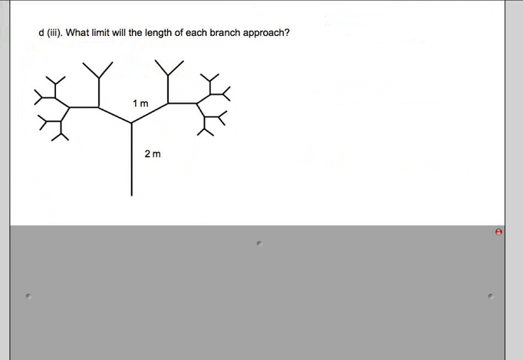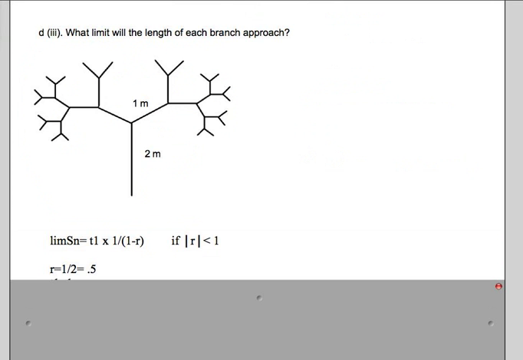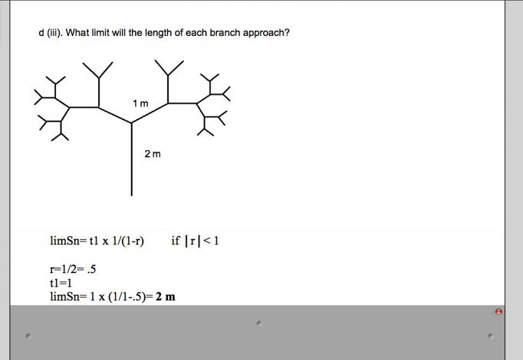What limit will the length of each branch approach? Well, your r value is 0.5 and t1 is equal to 1. You can use this equation to find your answer. You can plug these numbers in to get an answer which equals 2 meters.